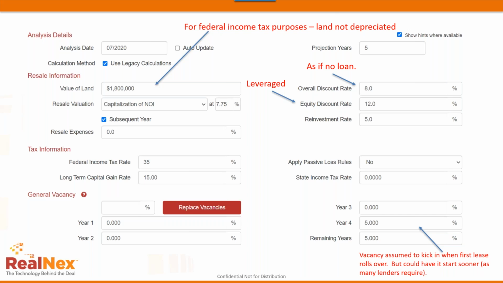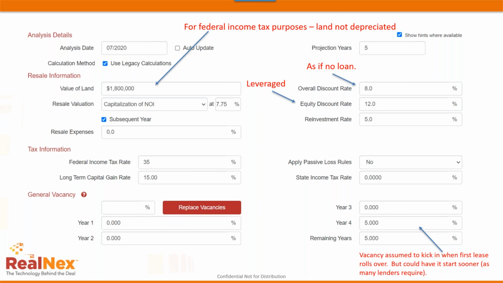Resale. So there are some other choices as to how you estimate the resale price, but again, I just about always see use of a terminal cap rate. So you see here, capitalization of NOI is selected and a 7.75% cap rate, probably high in the current market. Depends on the property type though, of course, and the location.